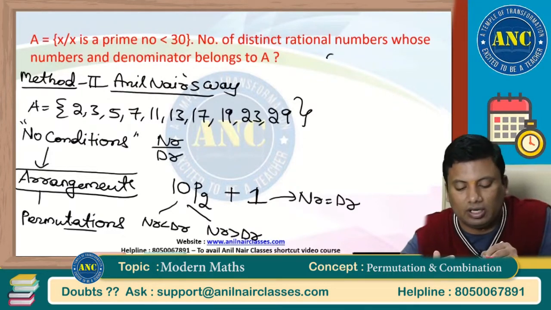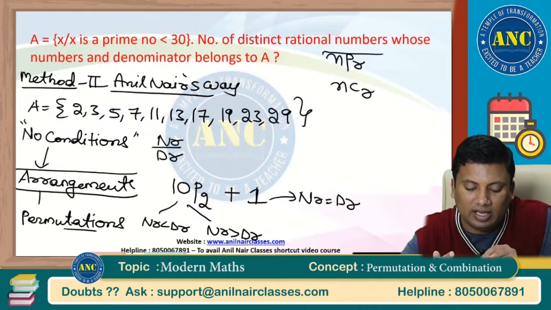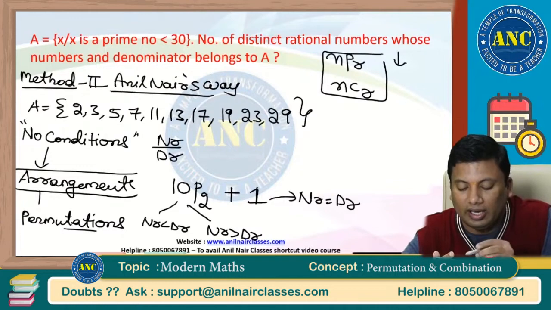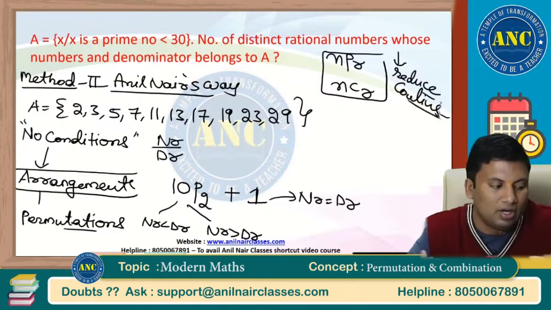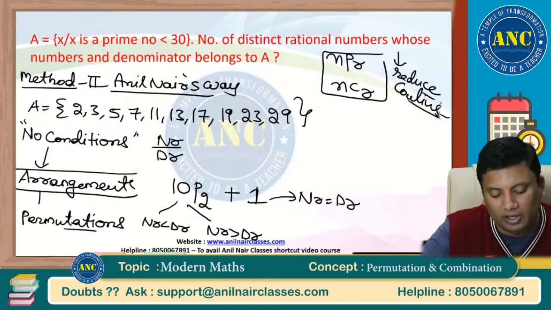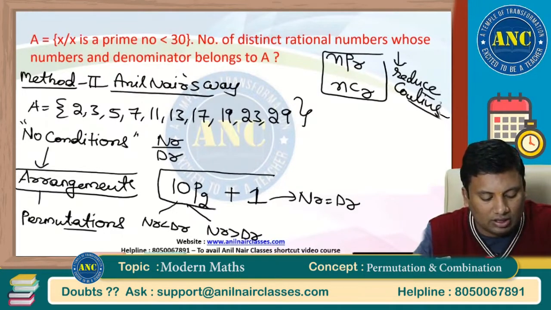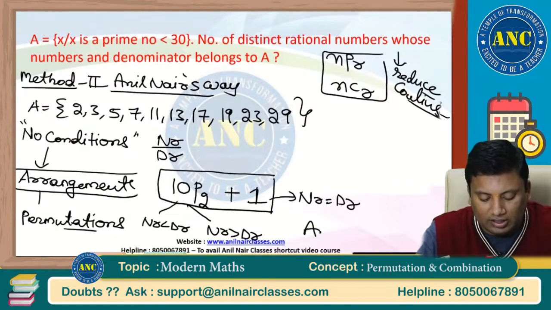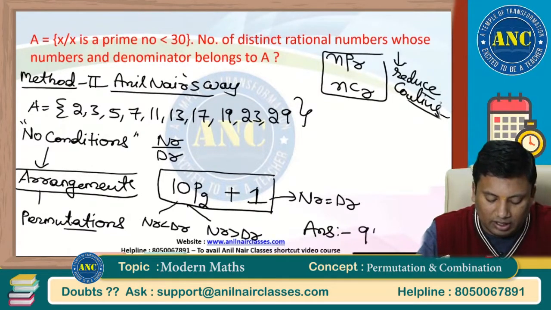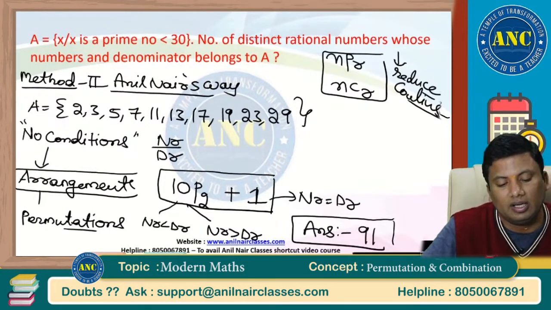Exactly, whether it is nPr or nCr, these are basically introduced to directly write down or reduce the counting mechanism. This is an optimized way of doing the counting. 10P2 plus 1. The answer for this question is nothing but 91.